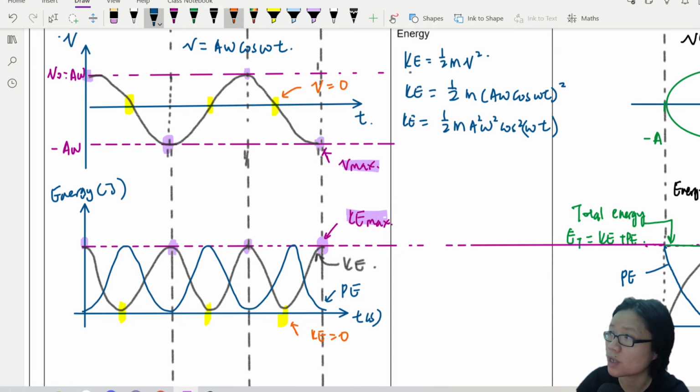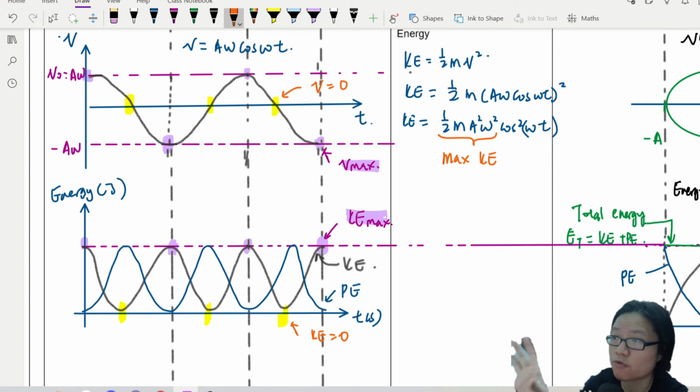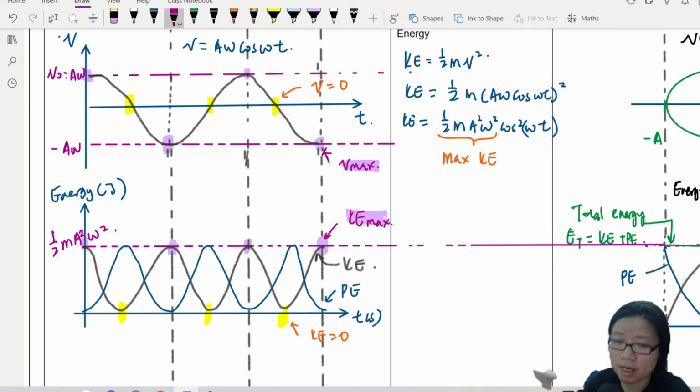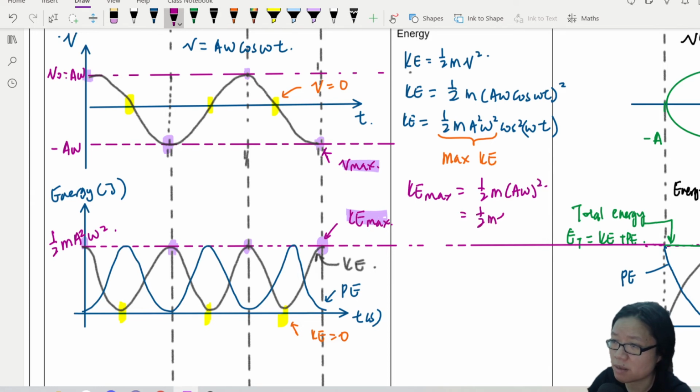Can, but before we go there and think about the conservation of energy, this part here is the maximum KE. It's the maximum KE because the maximum value of your cos squared omega t is 1. So whatever you have in front here, you can put here. Half m A squared omega squared. And coincidentally, half m A squared omega squared can also be written as half m (A omega) squared. So this one is v max.